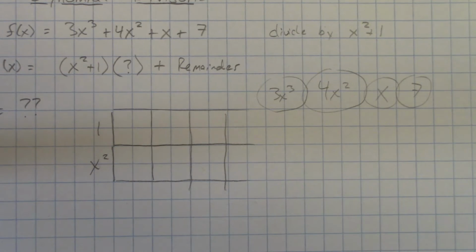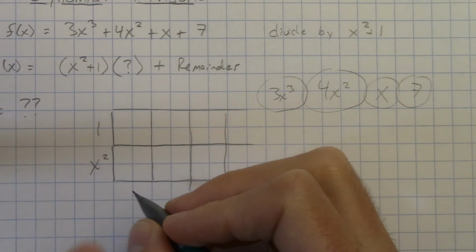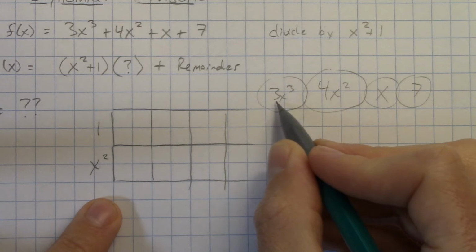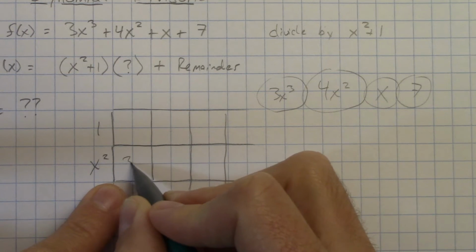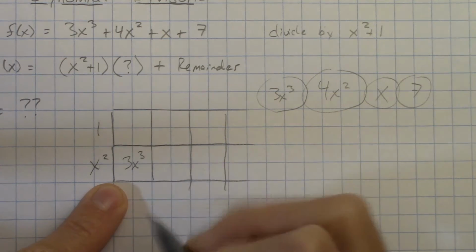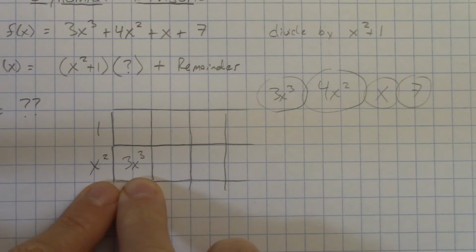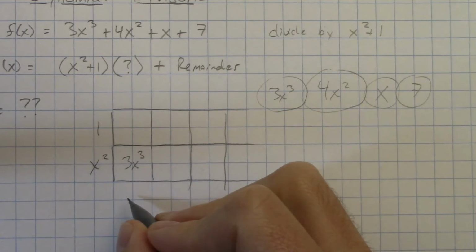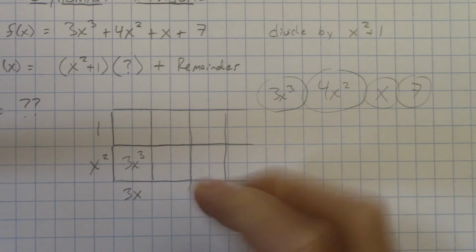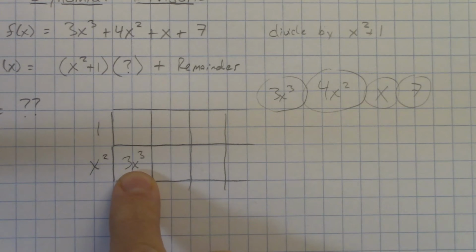So let's see how far we can get. All right? So if I'm trying to get this first term, 3x cubed, I'm going to start down here. So I want 3x cubed. That's what I want to get. What would I have to multiply x squared times to get 3x cubed? Well, I would have to multiply times 3x, right? 3x times x squared would be 3x cubed.